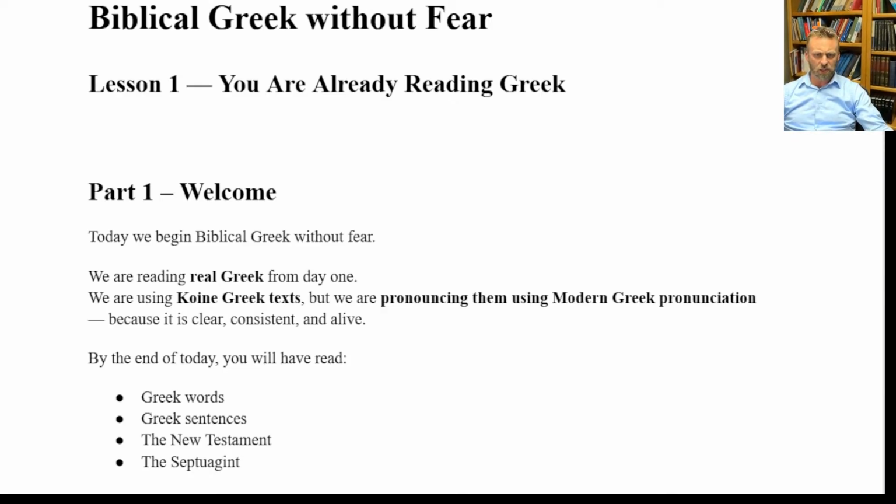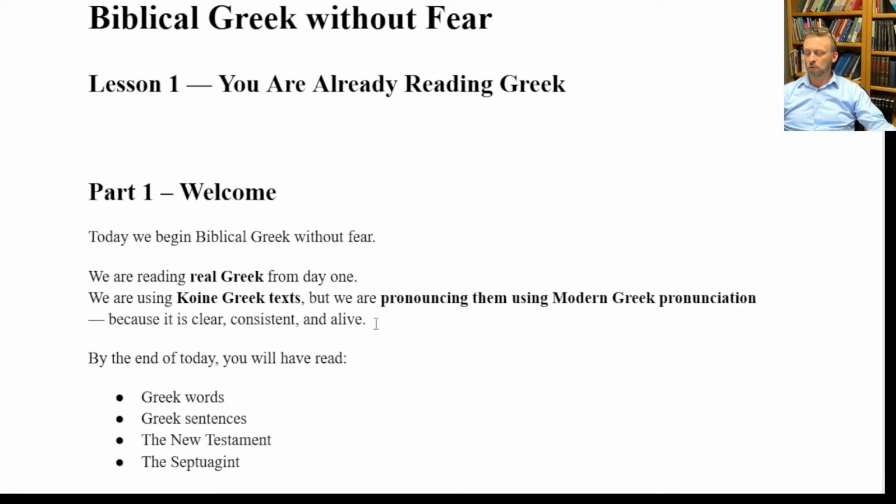All right, so we're going to be reading real Greek from day one. We're using Kini. I know it looks like Koine, but Kini is how we're going to say it. Using modern Greek pronunciation, and it's going to be a clear, consistent pronunciation, and it's alive. So this is what we're doing with the Biblical Hebrew approach, where it's a little bit different.